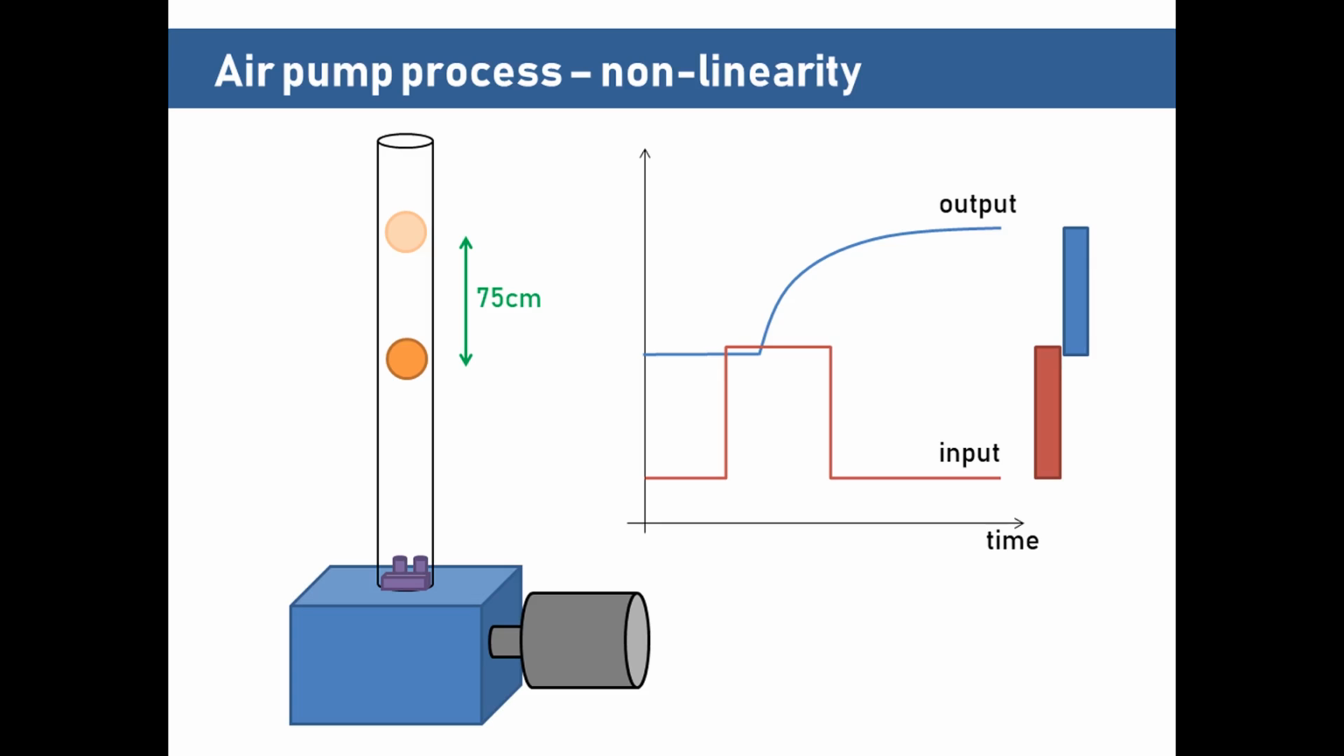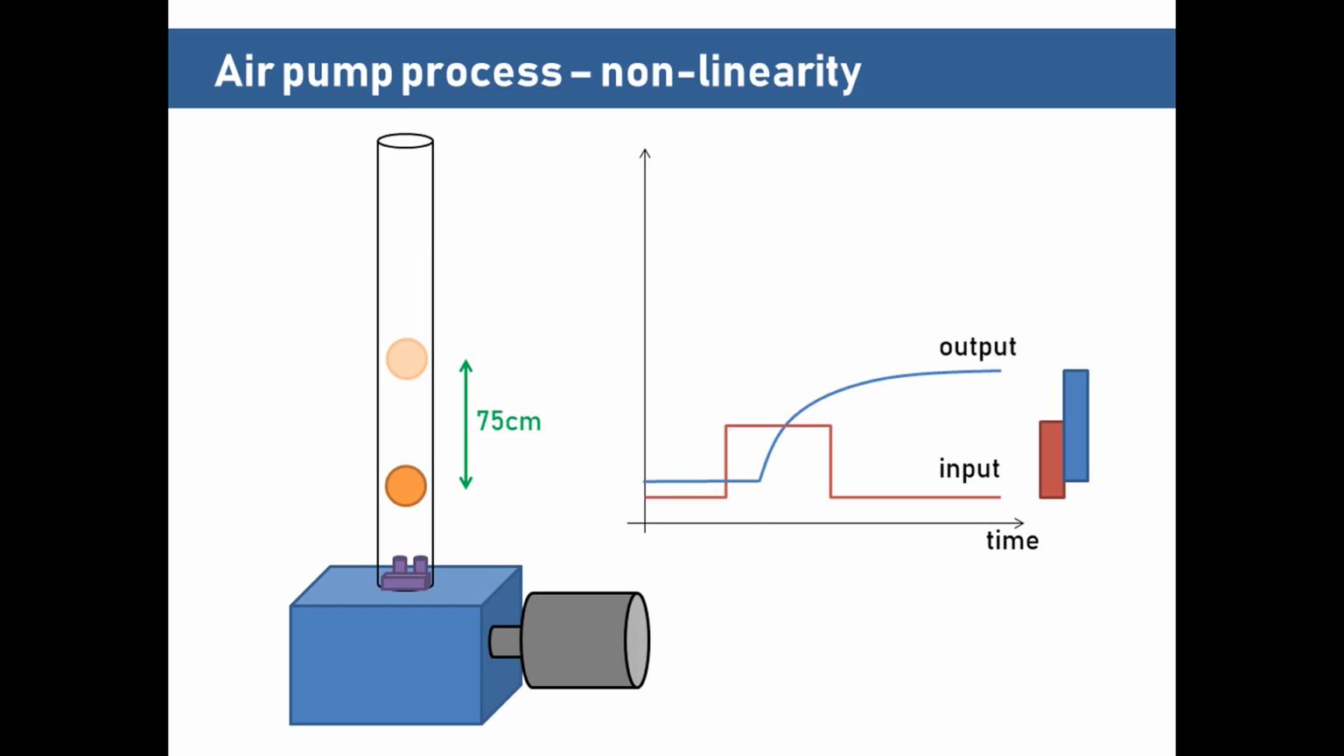So one reason for this poor fit is the non-linearity of the air pump system. The higher the ball already is in the tube, the more air we would have to pump in to raise the ball further. So an increase in output from a higher starting level would require a greater input change than a similar increase in output starting from a lower level.